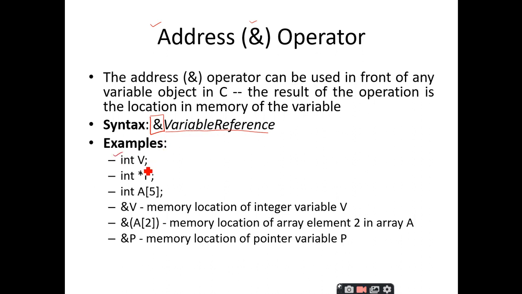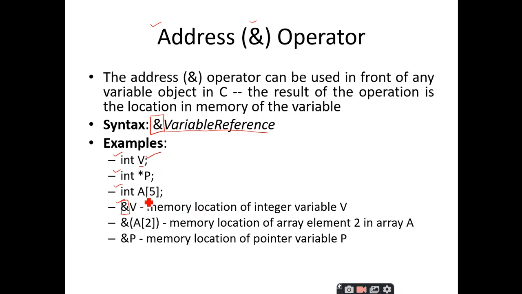So int v is a simple declaration statement where I am declaring an integer variable called v. This is also a declaration statement where I am declaring a pointer variable p of type integer pointer. And this is also a declaration, but here I am declaring an array of size 5 which is capable of storing 5 integer elements. And what about this one? Here I am using the address of operator, address of v. That means I am accessing the memory location of integer variable v.